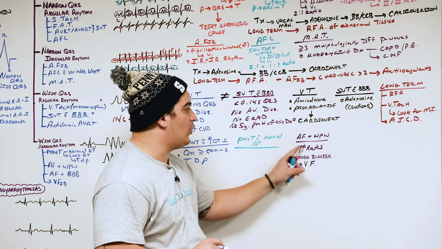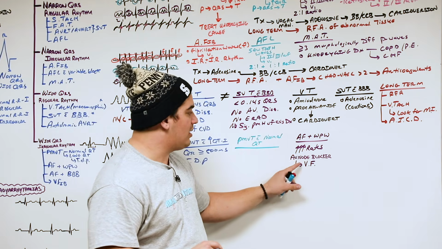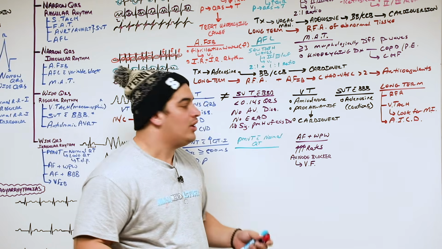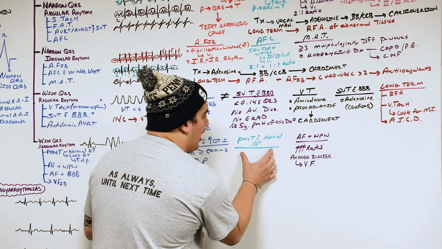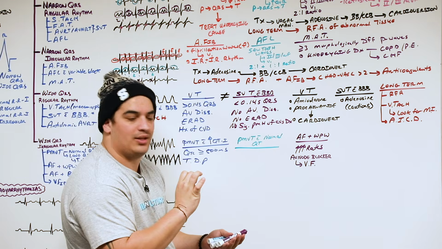So since that is the case, it doesn't really matter if you determine if it's polymorphic VTach with normal QT or AFib with Wolff-Parkinson-White syndrome. You want to know why? As long as I avoid AV node blockers and I treat these the same, I should be okay. So, what is the treatment in this situation for a polymorphic VTach with normal QT and AFib with Wolff-Parkinson-White syndrome?